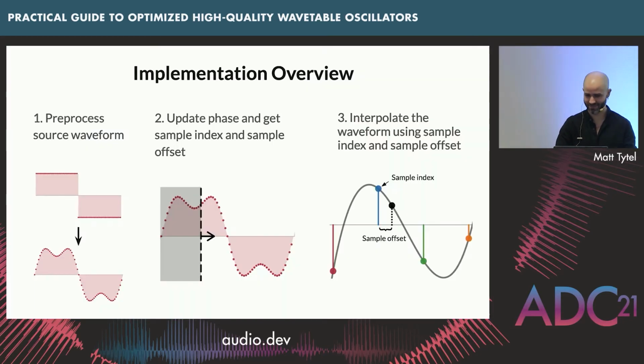So, just going to go over the implementation overview for wavetables. This isn't the only way to create a wavetable, but I feel like it's what most people do, and I feel like it's one of the correct ways to do it. The first step is to pre-process the source waveform. We'll go into why we need to do that in a second. The second is you update the phase, because like you saw in the last demo, you have a position where you are, and from that you get what samples you're between, and how far you're between them. Then you use the sample index and the sample offset to interpolate your waveforms, because you might be between 2 samples, so you need to figure out what the value should be at any given moment.